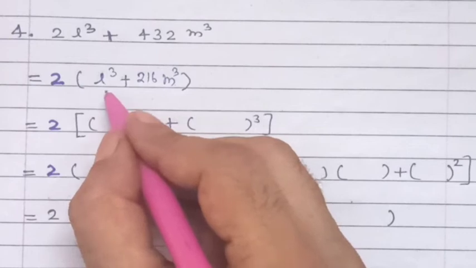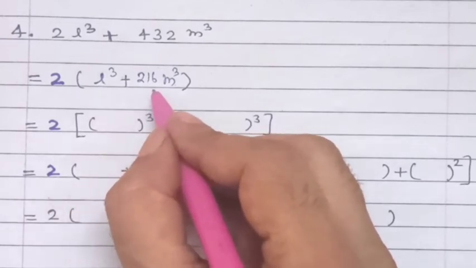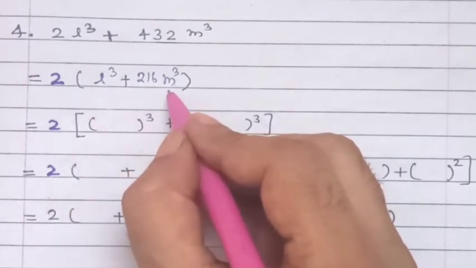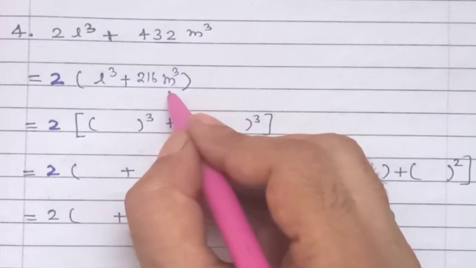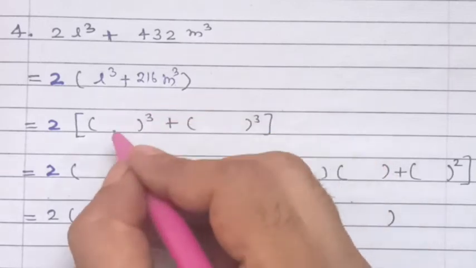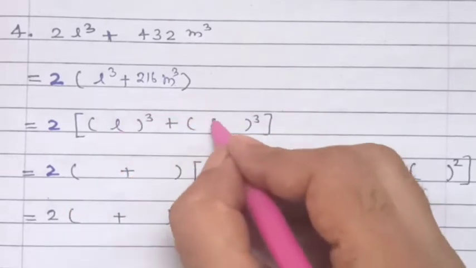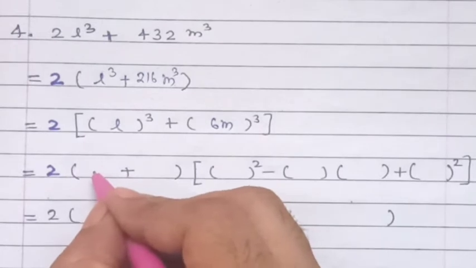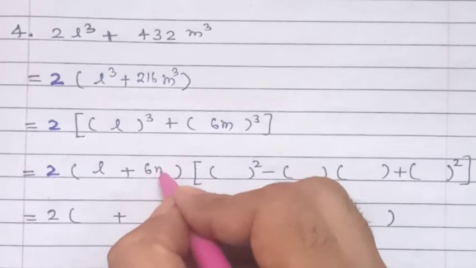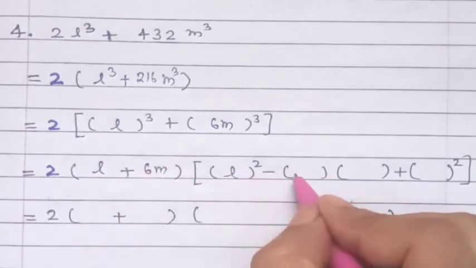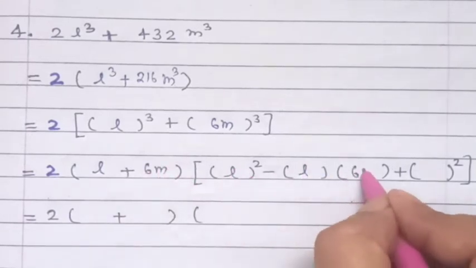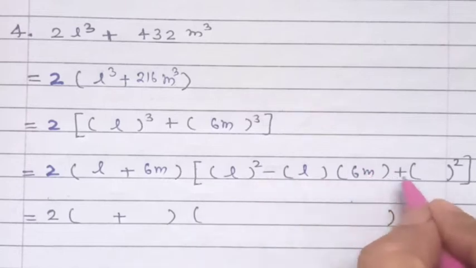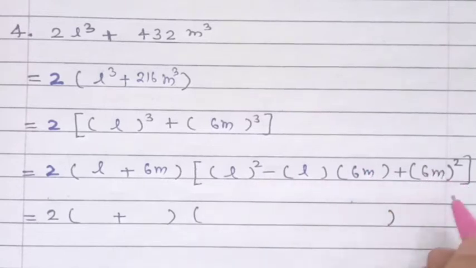Now look at this, L cube plus 216 m cube. 216 m cube is 6 m cube, so you can write easily this is L cube and this is 6m whole cube. So as usual, using the formula, you will be writing L plus 6m, and then L square, L into 6m with minus sign, and plus 6m the whole square.